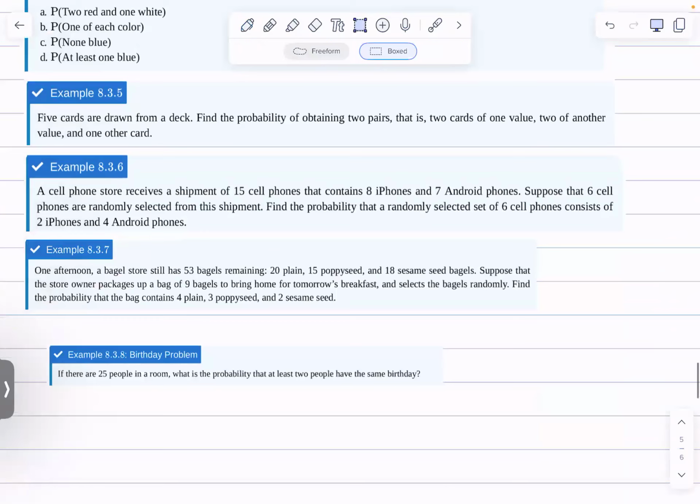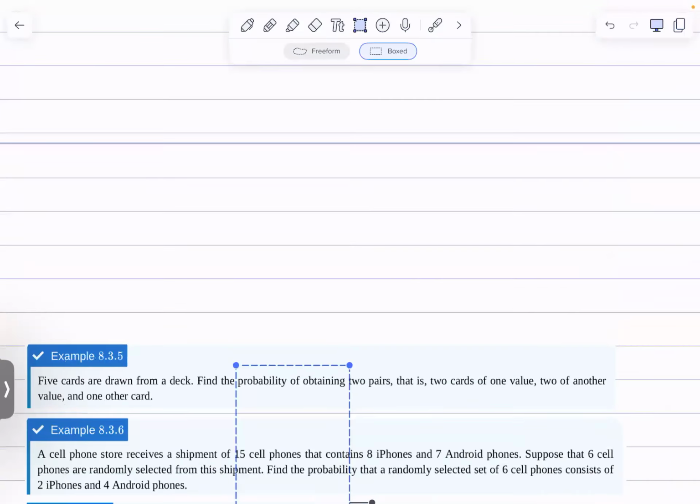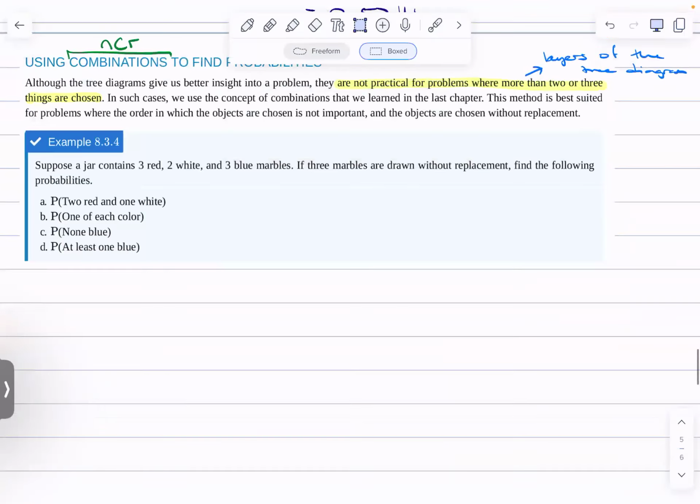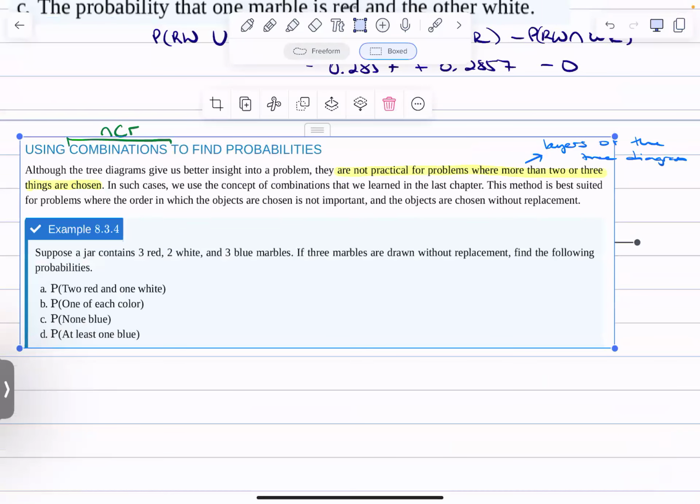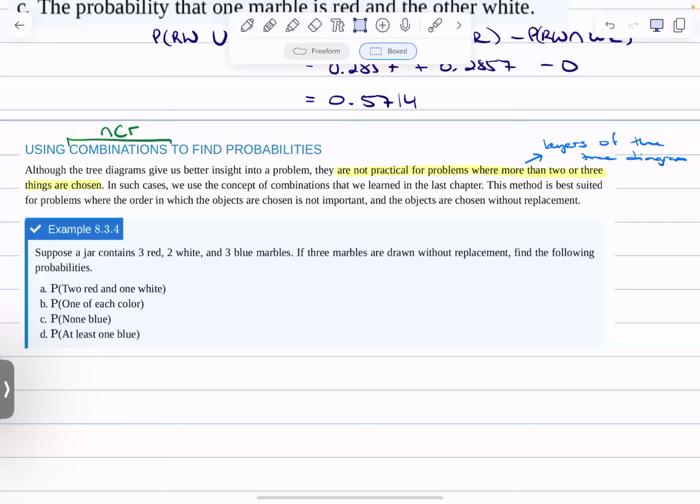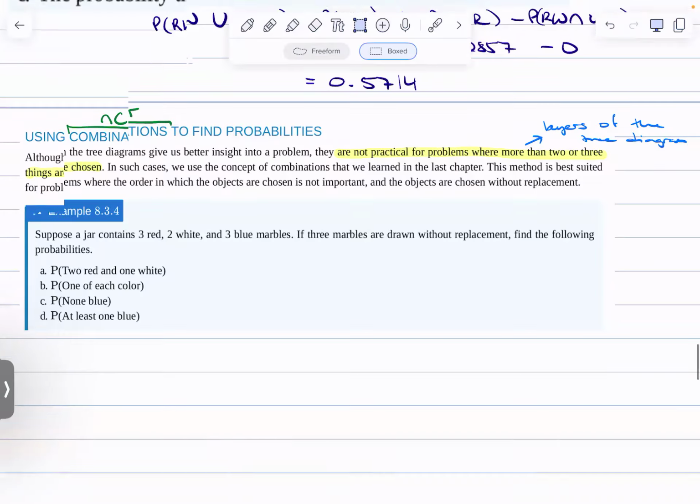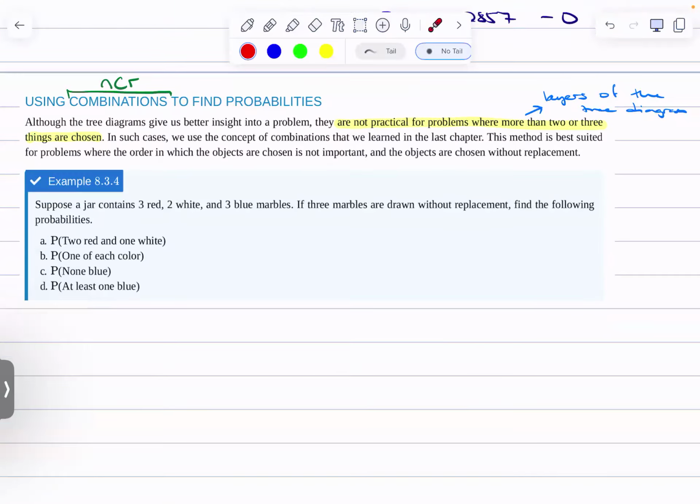So what I want to do is move this down, but also I want to solve this problem first with a tree diagram, and then I'll show you with the choose function, so that you can see the connection between the two. If we have a jar with 3 red, 2 white, and 3 blue marbles, and if 3 marbles, it's kind of borderline, are drawn without replacement, find the following probabilities.